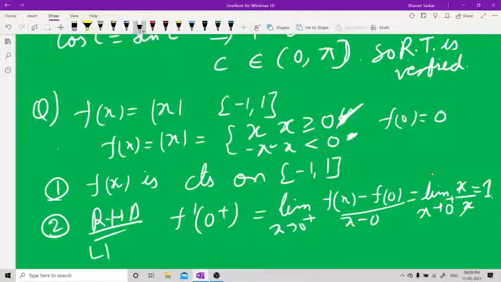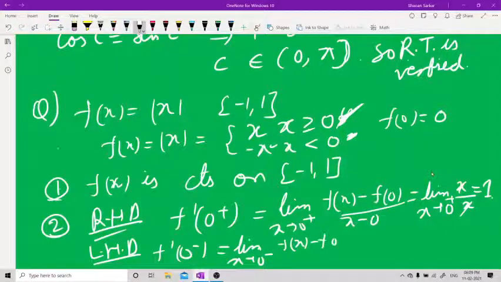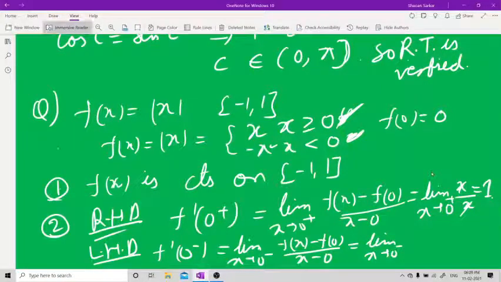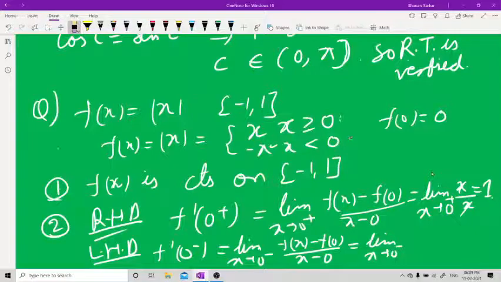Now LHD: f dash 0 minus is limit x tending to 0 minus of (f(x) minus f(0)) upon (x minus 0). Now take this function, because x is less than 0. So this is (minus x minus 0) upon x, which is minus x upon x. So this is nothing but minus 1.